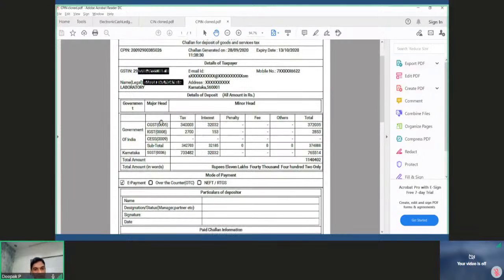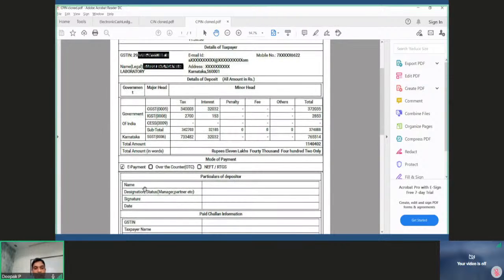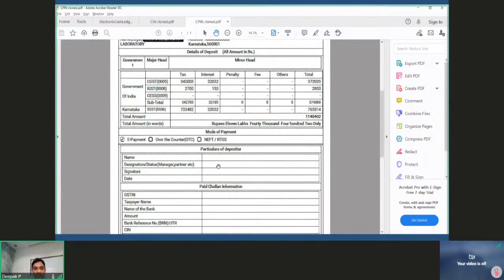Date of deposit. These are the major heads, what I was saying: CGST, IGST, cess, and this is in Karnataka, so the Karnataka GST will come here. This goes to the central government, government of India, and this goes to the state government. After the major head, you have minor heads of tax, interest, penalty, fees, and others. So you have to select the correct category of the major head and the minor head. Then the total gets added up and that gets paid. You select e-payment, over the counter, or NEFT RTGS.